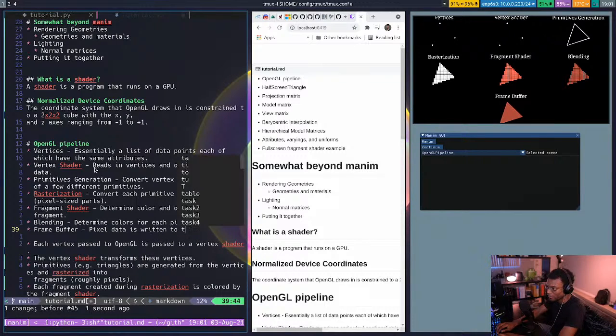Into frame buffer. Maybe it's the frame buffer shade.